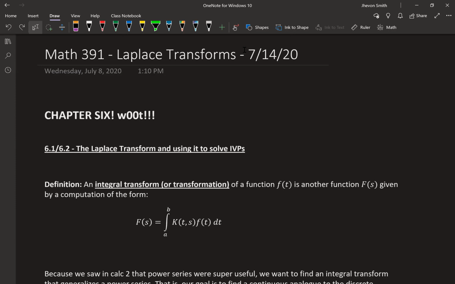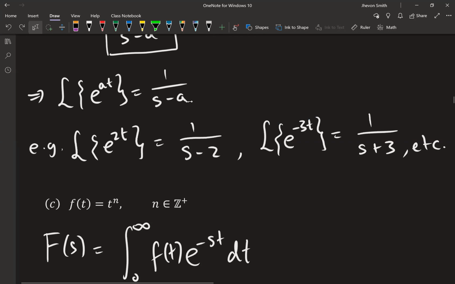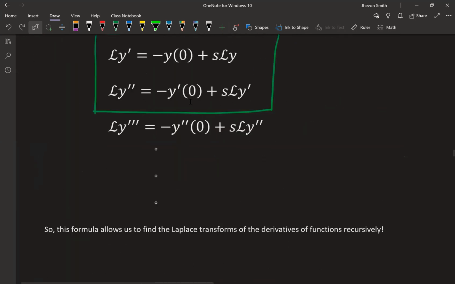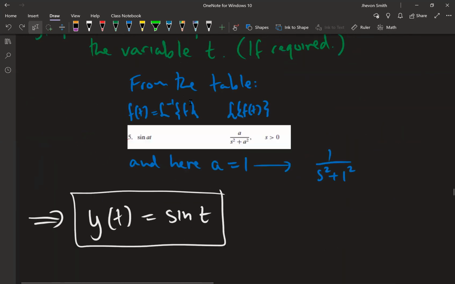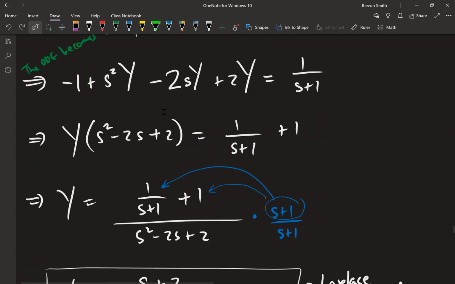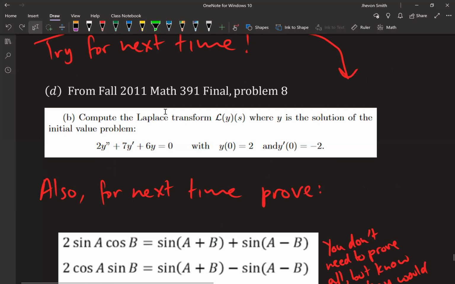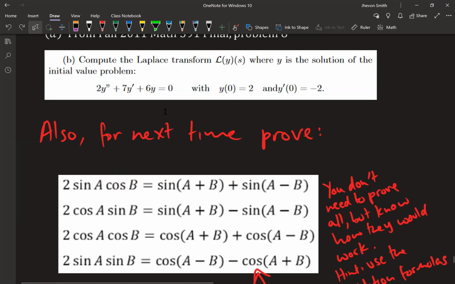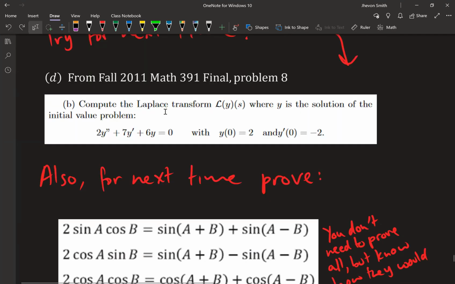And yeah, this is everything in chapter 6. Fourier series, I want to say, is chapter 10. So this is all we need from chapter 6. We just wanted to look at the Laplace transform and using it to solve ODEs. That's all that's in our syllabus for chapter 6. So yeah, try these for next time. You can pause so you guys can take a picture.